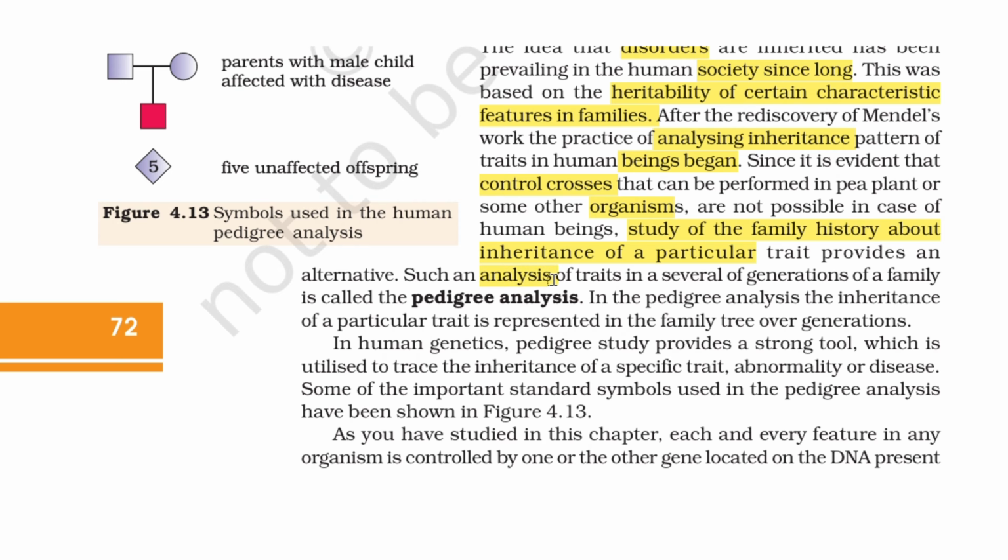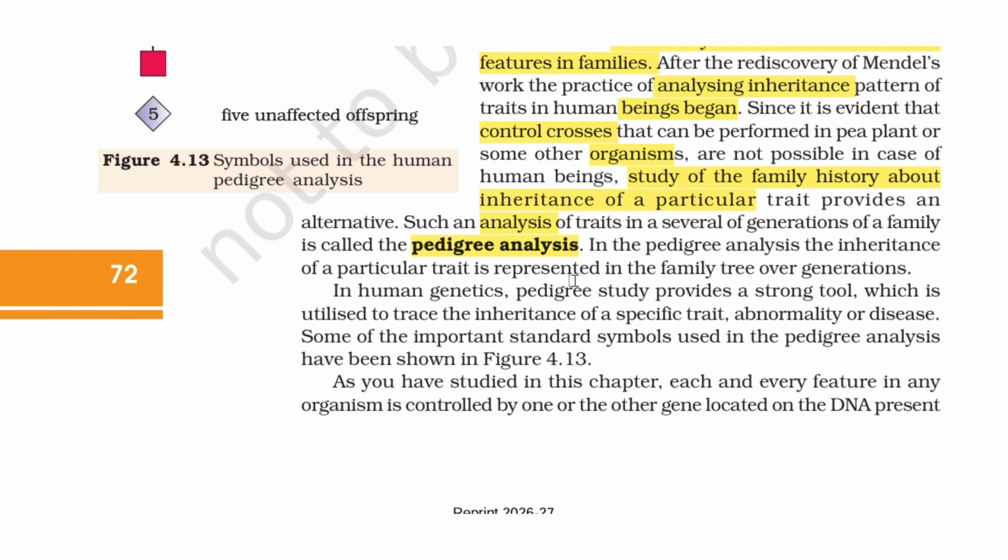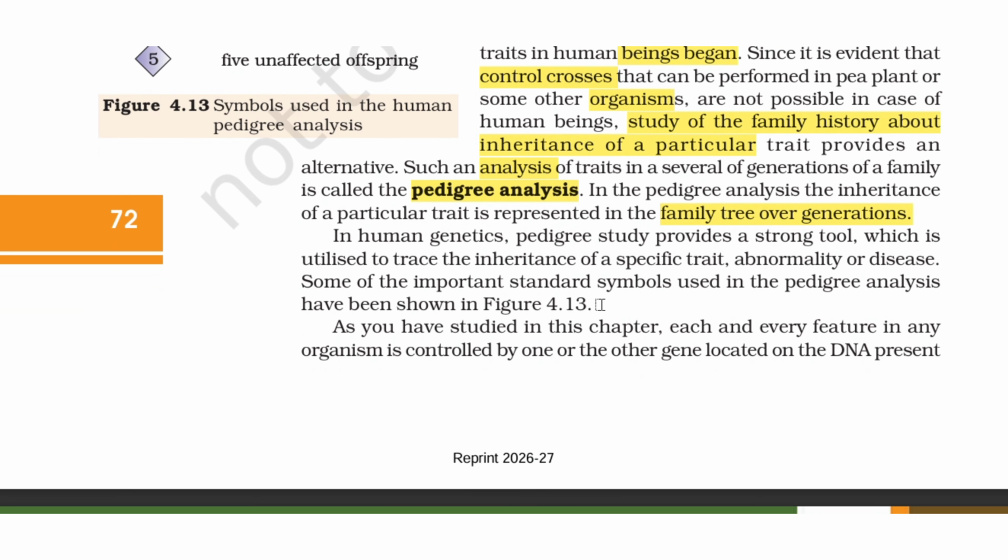Such an analysis of traits in several generations of a family is called the pedigree analysis. In the pedigree analysis, the inheritance of a particular trait is represented in the family tree over generations. In human genetics, pedigree study provides a strong tool, which is utilized to trace the inheritance of a specific trait, abnormality or disease. Some of the important standard symbols used in the pedigree analysis have been shown in Figure 4.13.